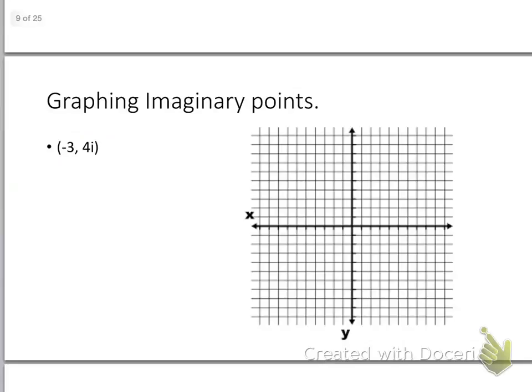If we were graphing these, these would be my real numbers, and these would be my imaginary. Okay, so your x-axis is your real, and then your y-axis is your imaginary. So if I was doing -3 + 4i, I would go left 3 for the -3, and then up 4 for the 4i. So then my point would sit right there.